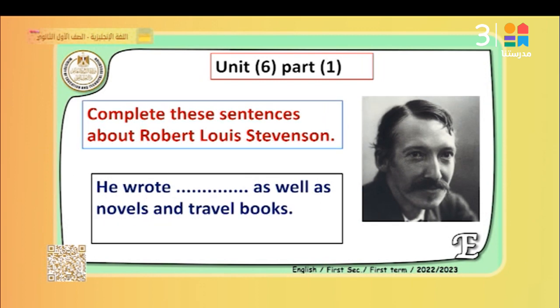Robert Louis Stevenson wrote, as well as novels and travel books. He wrote novels, he wrote travel books. What else? Yes, of course, he wrote poems. So he was a poet and he was a novelist. He wrote poems and he wrote novels and travel books.